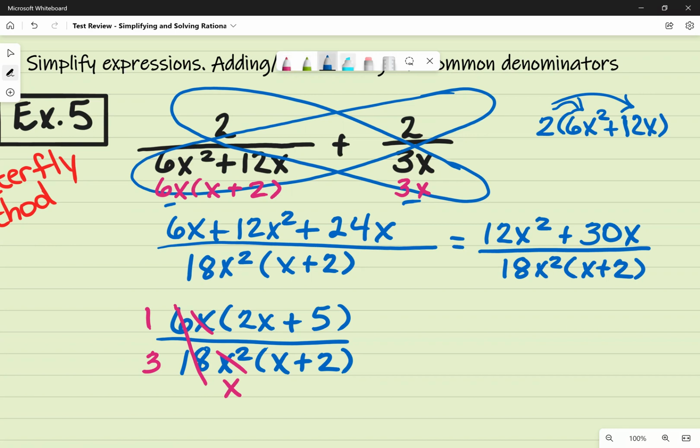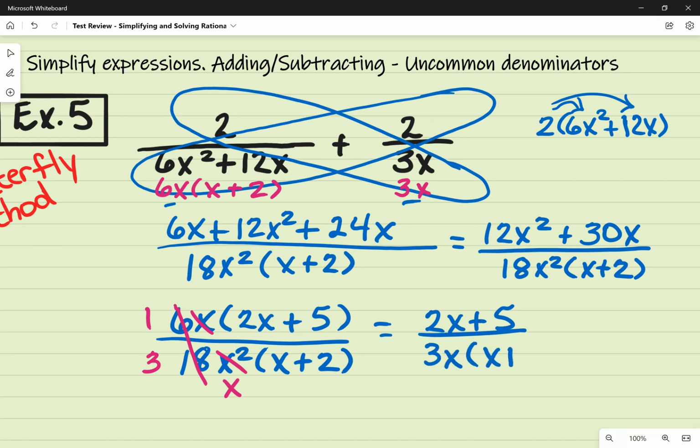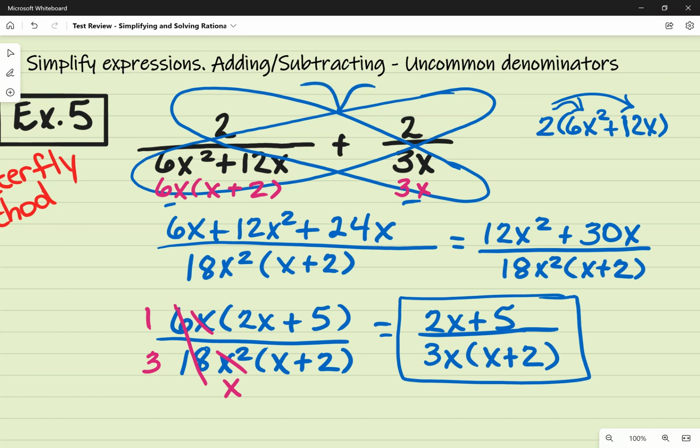And when I rewrite that as my final answer, what's left over at the top is 2x plus 5 all over 3x times the quantity of x plus 2. Again, I cannot simplify any further because there is nothing on the top that looks the same as what's on the bottom. So that's my final answer using the butterfly method. I forgot my little butterfly. There we go.